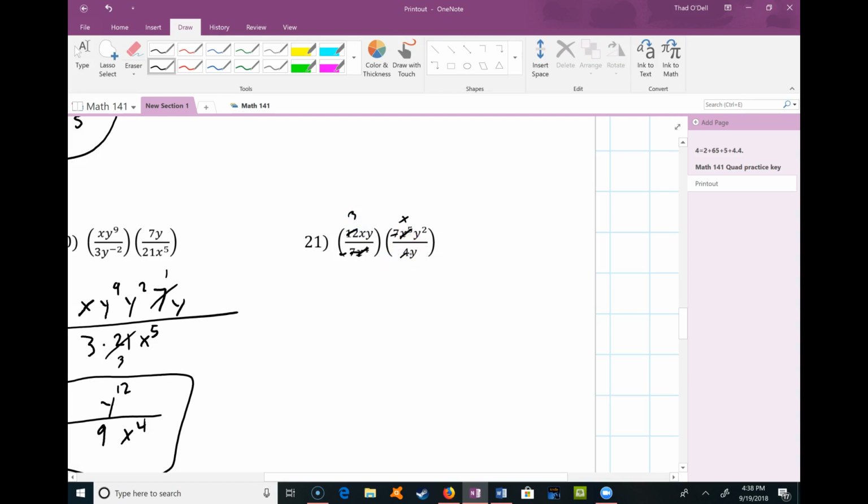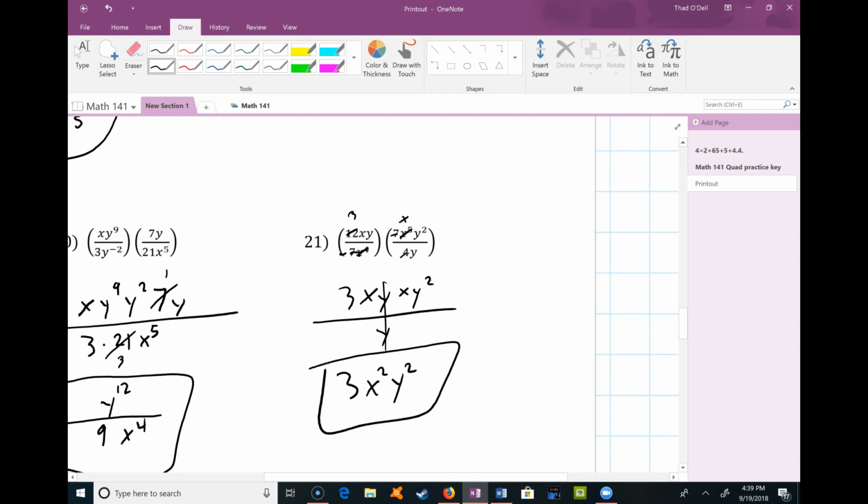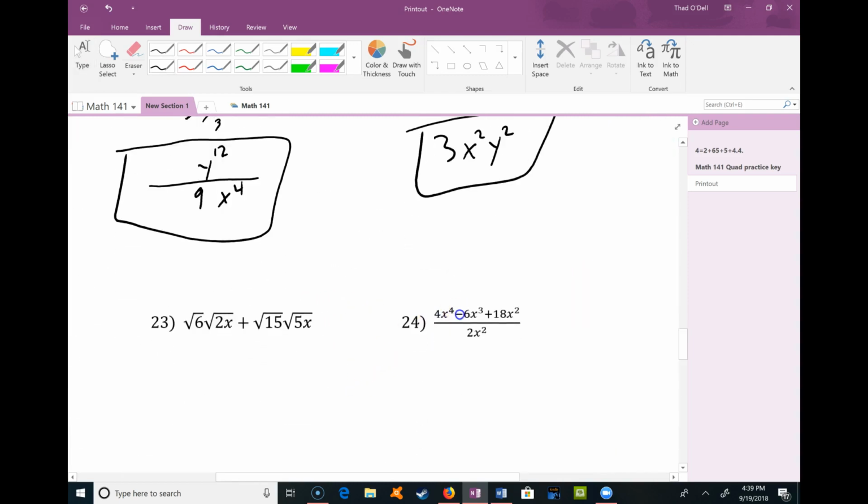It gets a little bit messy, so I better write it down. 3xy times x times y squared on the top. And it looks like just y on the bottom. Okay, so I can cancel one more y. And that leaves me with 3 x times x, which is x squared, times y squared. That was a fun one. Of course, they're all fun.